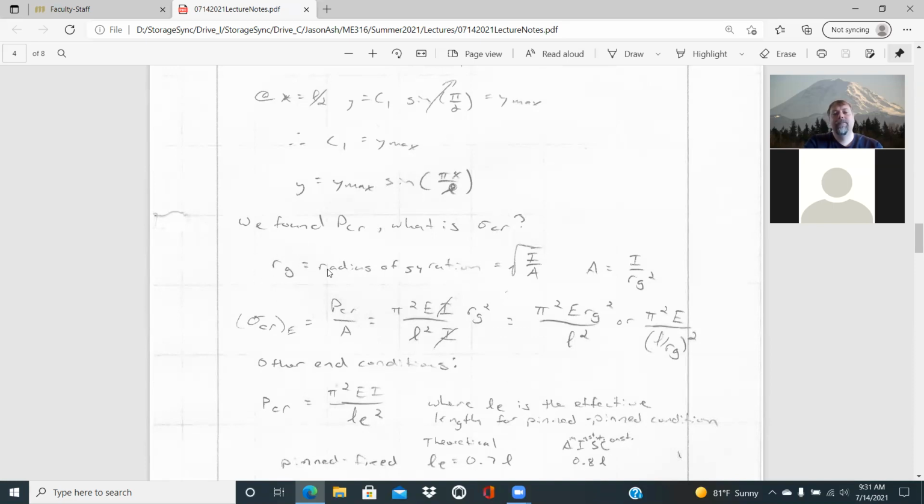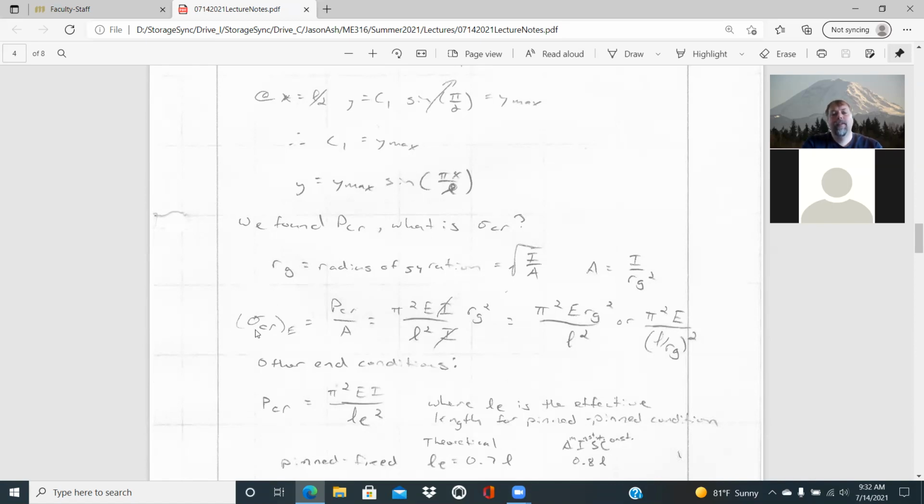First, we'll define the radius of gyration, and that's just the square root of the area moment of inertia divided by the cross-sectional area. And remember, this is length to the fourth divided by length squared, so that'll be a length squared term coming out of this. Then the square root of that will give you a value of length, and so radius of gyration has units of length associated with it. You can rearrange that: A is just equal to I over the radius of gyration squared.